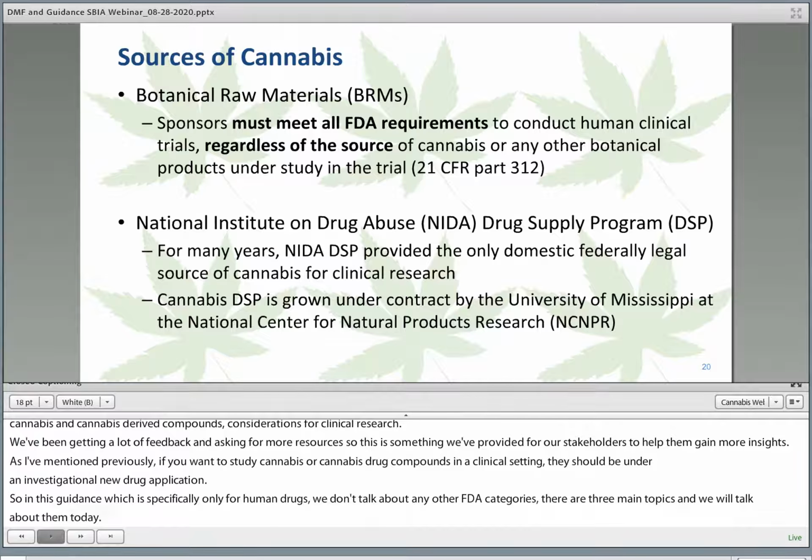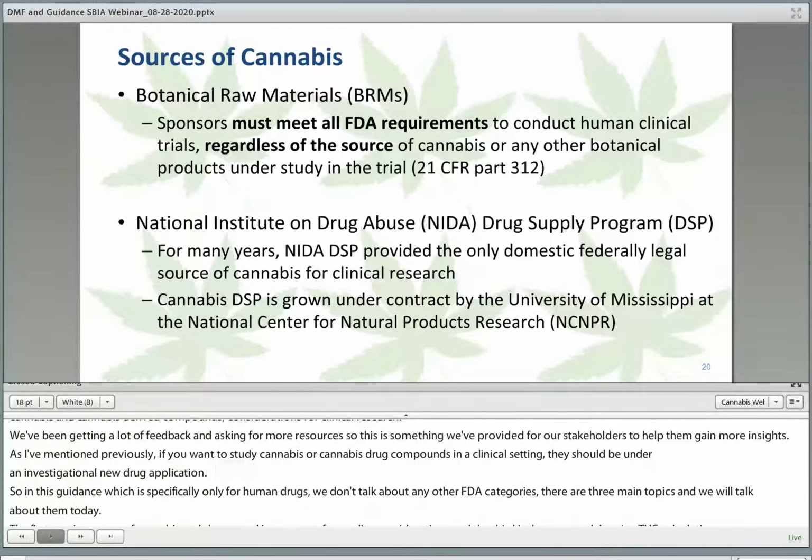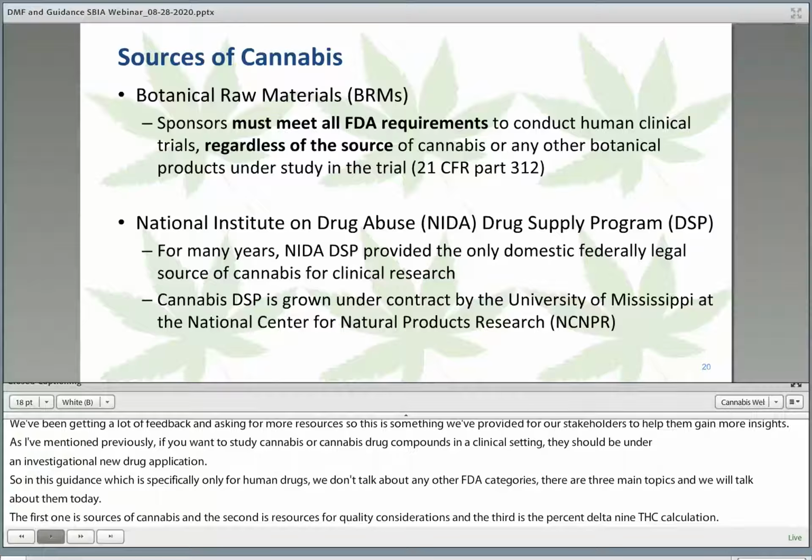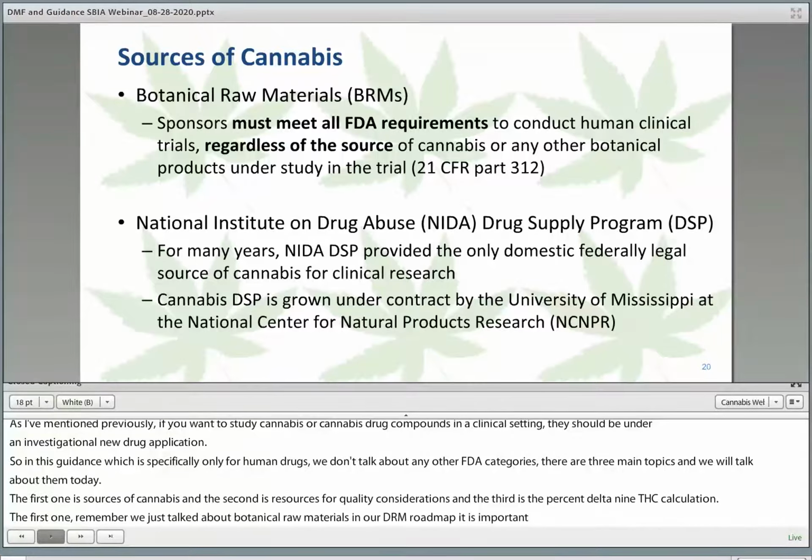So the first one, remember we had just talked about botanical raw materials in our BRM roadmap. It's important that you must meet all FDA requirements to conduct human clinical trials, regardless of the source of cannabis or any other botanical product under study in the trial. That's part of the 21 CFR Part 312. As a reminder, those are those muscles and tendons in our skeletal model that we talked about way at the beginning.